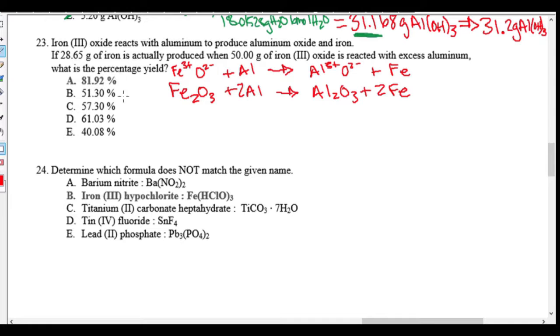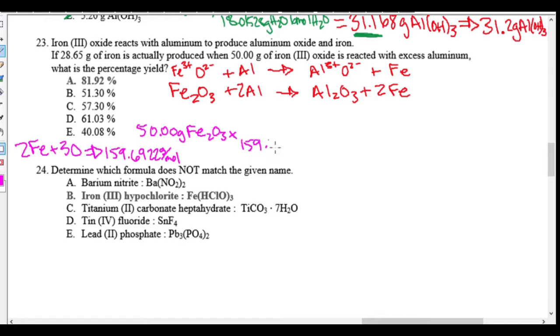If that's our actual yield, when this much iron 3 oxide reacts with excess aluminum, so we don't have to worry about the aluminum, what is the percent yield? Okay, so 50.00 grams of Fe2O3 times the molar mass, which is going to be 2 times Fe plus 3 times oxygen. When you do that math, you will get a mass of 159.6922 grams per mole.